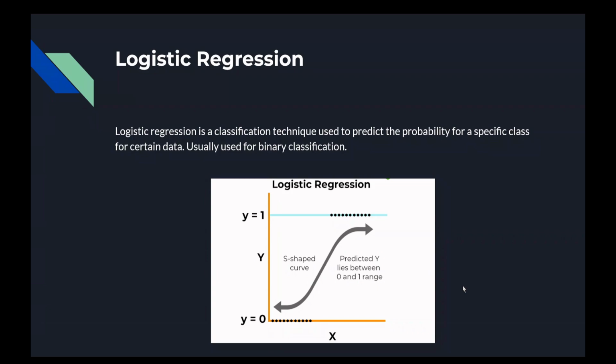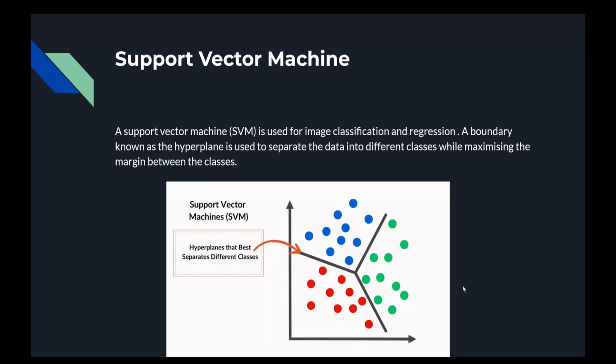We also used various learning algorithms alongside our CNN, such as logistic regression, which is a classification technique used to predict the probability for a specific class for certain data. It's usually used for binary classification. Support vector machine is used for image classification and regression. A boundary known as the hyperplane is used to separate the data into different classes while maximizing the margin between classes.